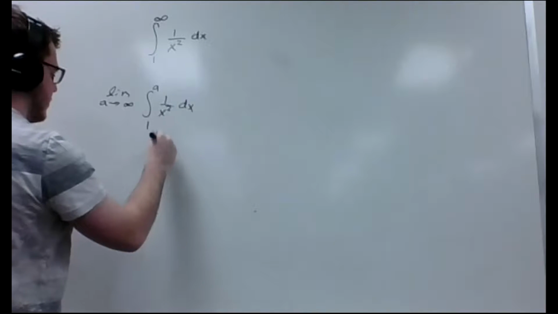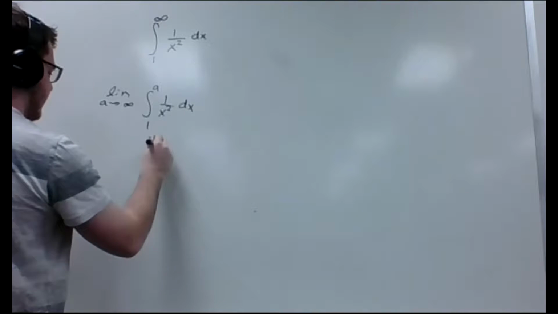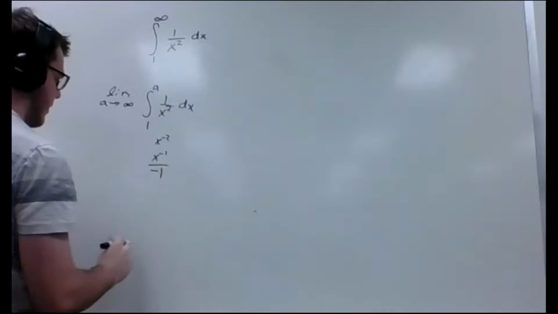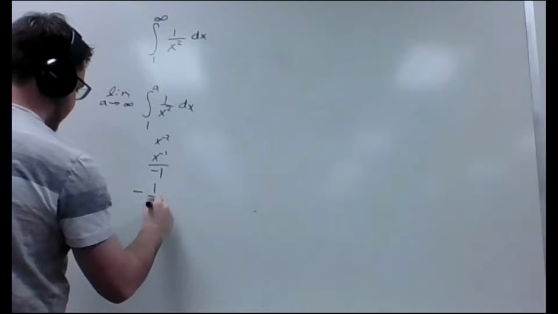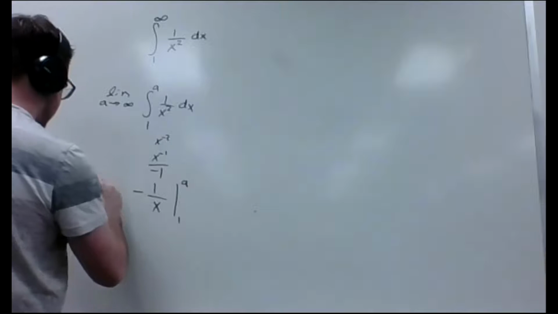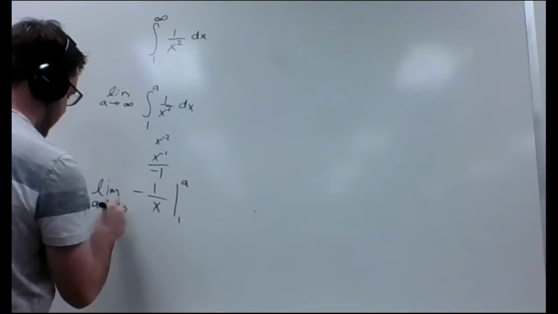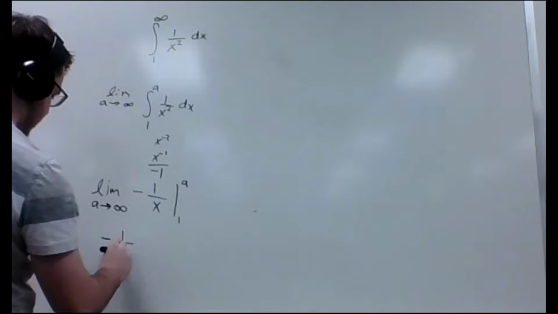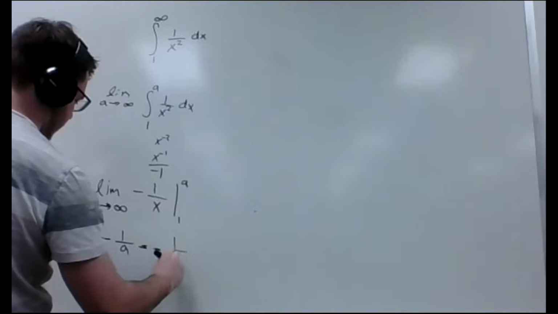So this is x to the negative 2. We don't have to change it to u. So it's x to the negative 1 over negative 1, right? So that's negative 1 over x from 1 to a, and that's a limit as a approaches infinity. So if we plug it in here, we have negative 1 over a minus negative 1 over 1, right?